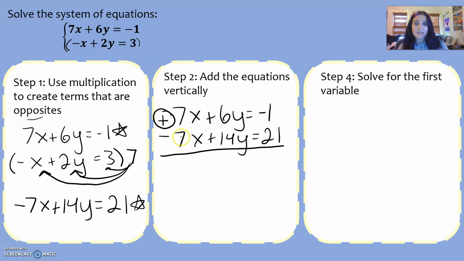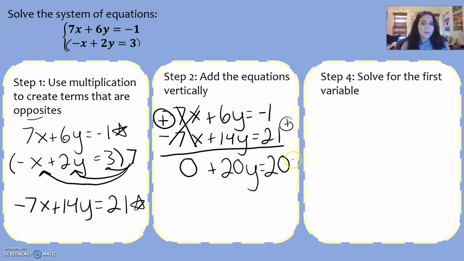7x plus -7x, that's what gets eliminated. That's what cancels out because those are opposites and they equal 0. 6y plus 14y is +20y. And -1 plus +21 is +20.